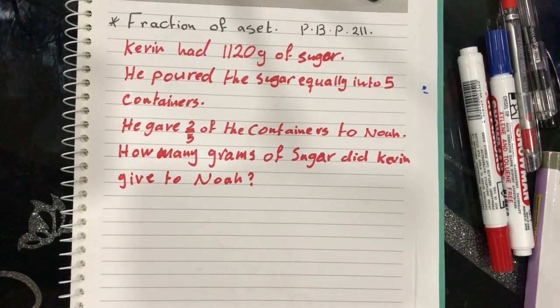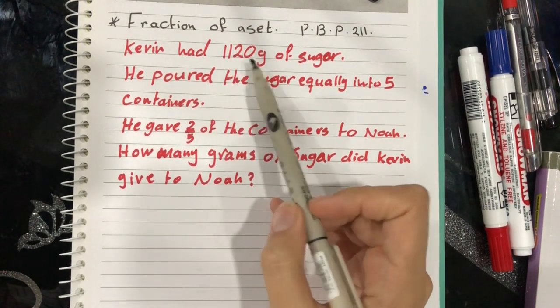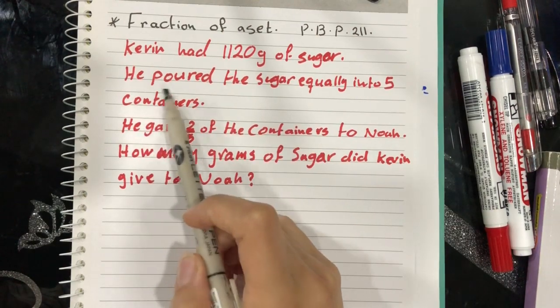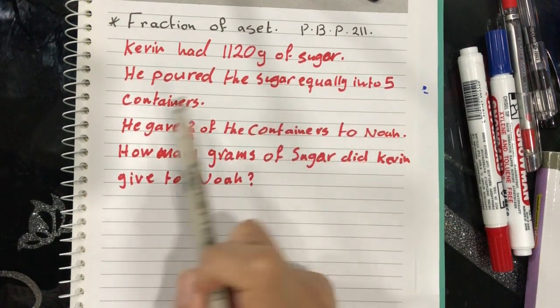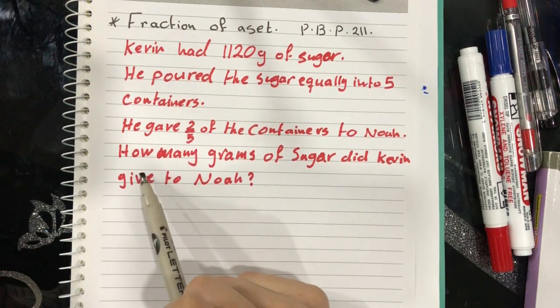Now, let's take a question to clarify the idea of fraction of a set. Here we have Kevin had 1120 grams of sugar. He poured the sugar equally into 5 containers. He gave 2 out of 5 of the containers to Noah. How many grams of sugar did Kevin give to Noah?